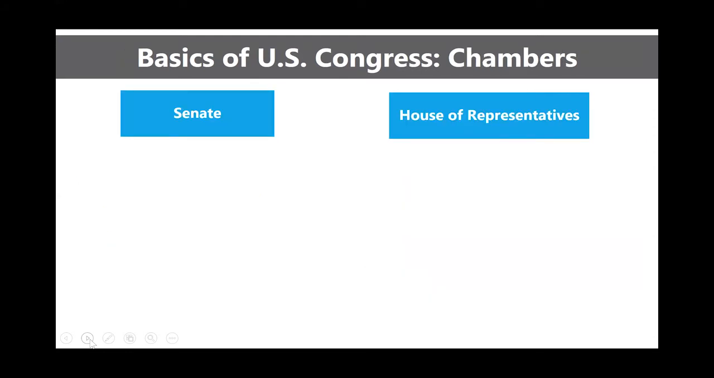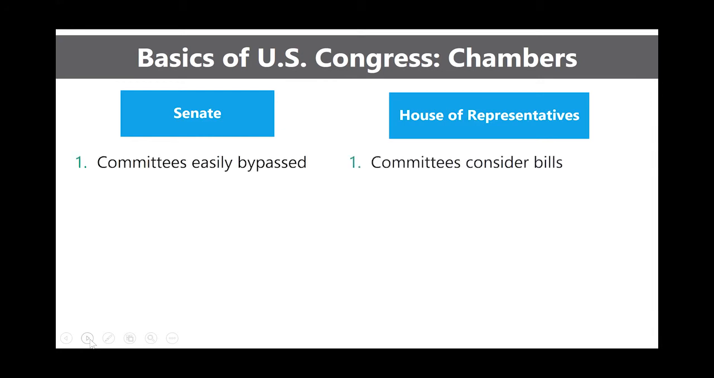Now let's look at the differences between the two chambers in Congress. In the Senate, committee work is easily bypassed. Yet in the House of Representatives, this is really where most of the work happens and most of the consideration happens. When it comes to debate, there is much more robust and open debate in the Senate than in the House of Representatives, and maybe this is largely due to the number of representatives. Remember, 435, so debate is limited.